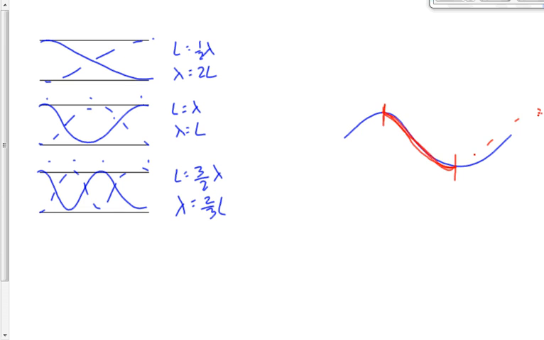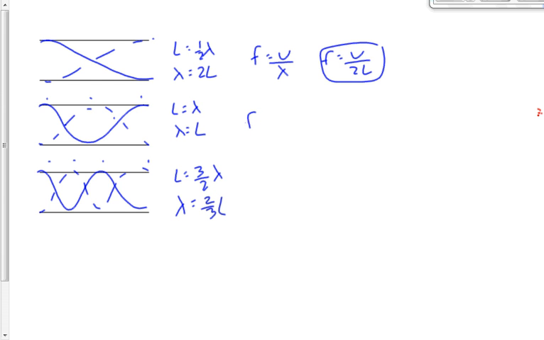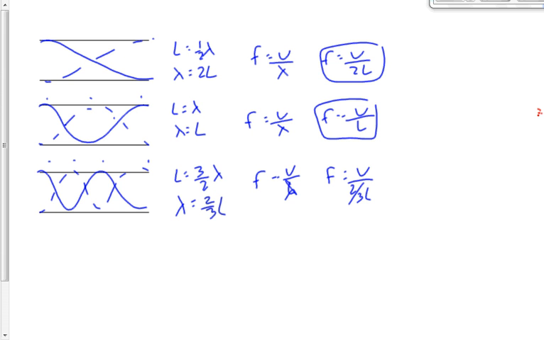Start deriving our equations, and you're going to start seeing something that you recognize, I hope at least. V over lambda, or F is equal to V over 2L. V over lambda, or F is equal to V over L. V over lambda, or F is equal to V over 2/3 L, which is the same thing as saying F is equal to 3 over 2 V over L.